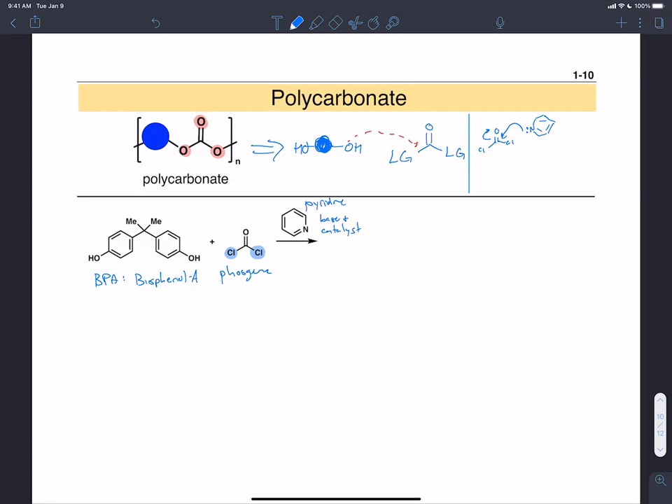But the pyridine will be able to add in to phosgene, go through the tetrahedral intermediate. It will be able to then kick out the chloride. And after the chloride is displaced, we end up with this charged acyl pyridinium intermediate that is very reactive, that even neutral phenols can react with. So you end up having a combination of both, probably the pyridine deprotonating the bisphenol A to attack and going through this sort of activated intermediate. And along the way, you make the polymer you can probably predict, these BPA plastics.